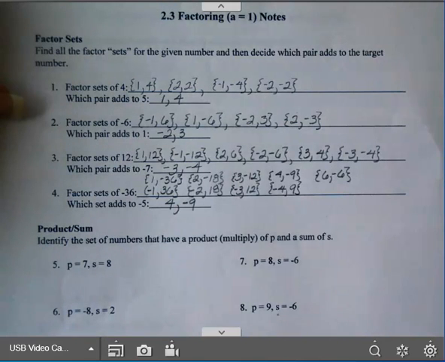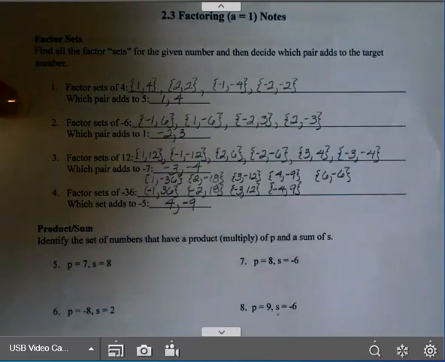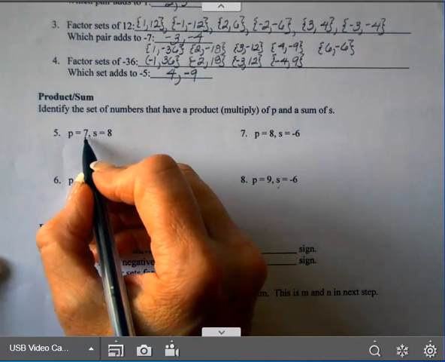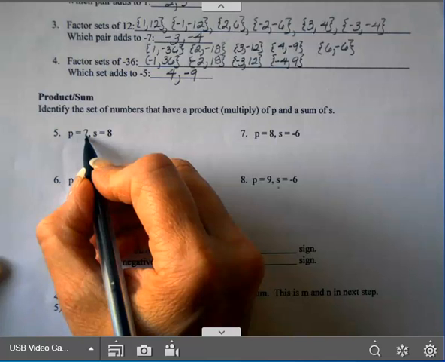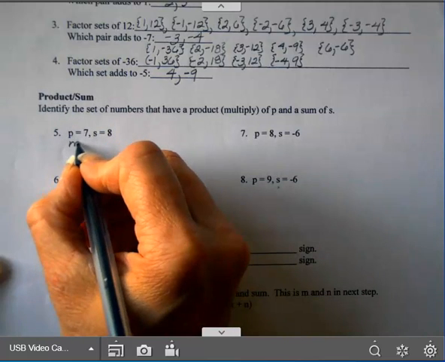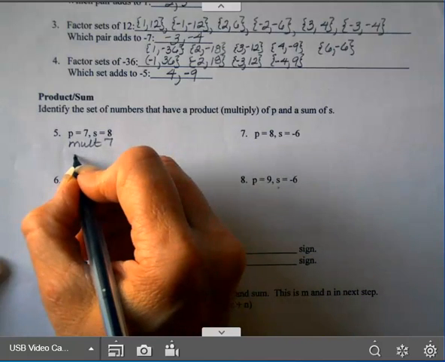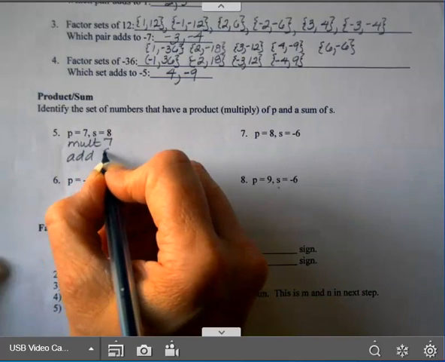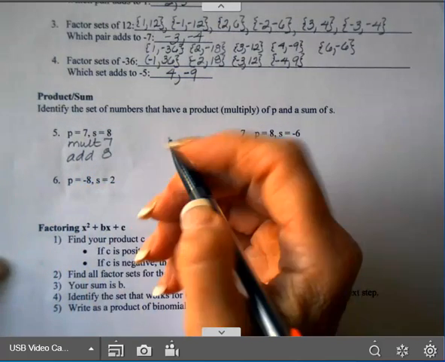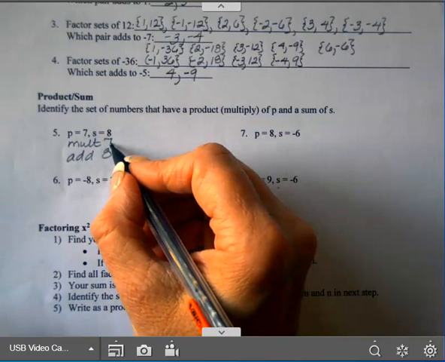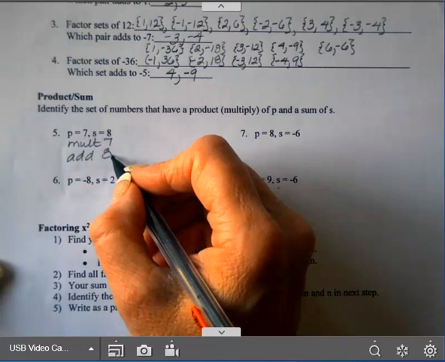We're going to look and talk about products and sums next. And then we're going to put this together in order to factor. So I want two numbers that multiply, that have a product of 7. So they multiply to 7, and they have a sum of 8. Another word for sum is add, so they add to 8. So if they multiply to 7, they're either both positive or both negative. Since they add to a positive, both numbers will have to be positive.